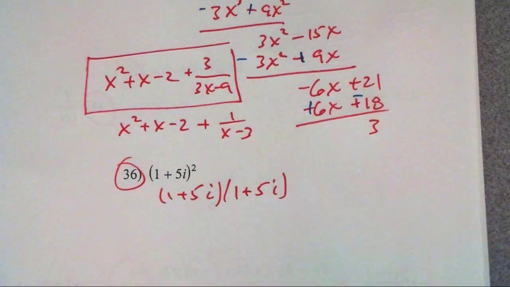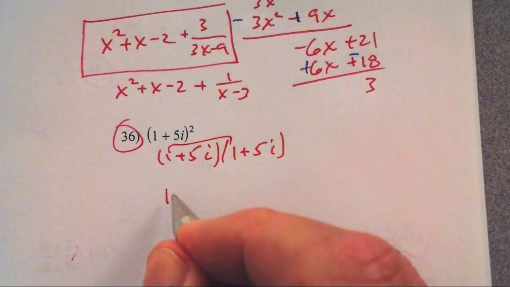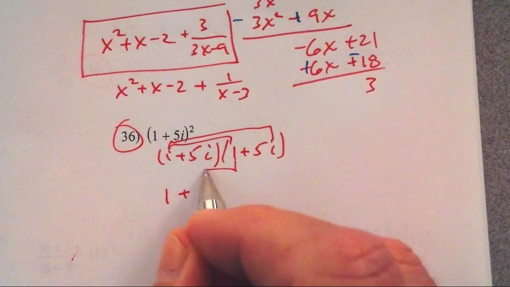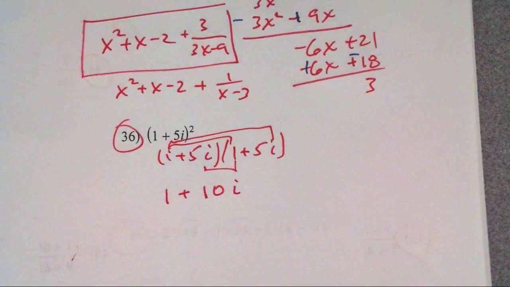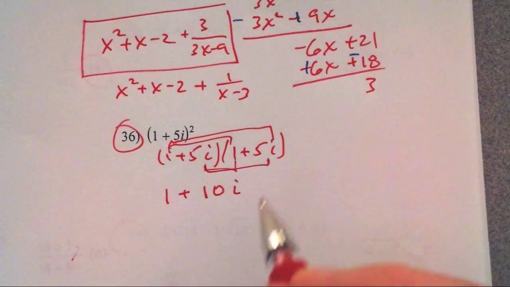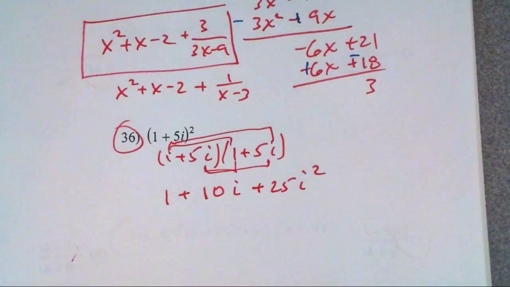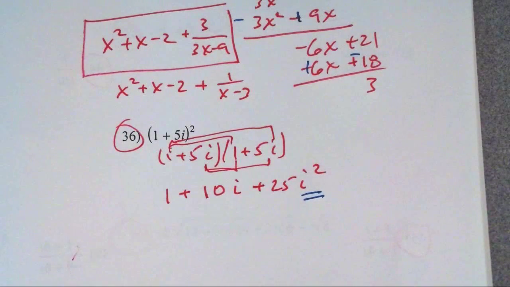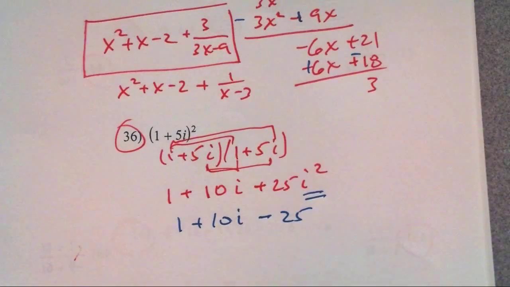And I'm going to treat i like it's a variable for right now. And when I FOIL, I get a 1. I get plus 5i's and plus 5 more i's for a total of plus 10i's. Is that okay? And then I get plus 5i times plus 5i, plus 25i squared. But i squared, we've just learned, is equal to negative 1. So this is right now 1 plus 10i minus 25.